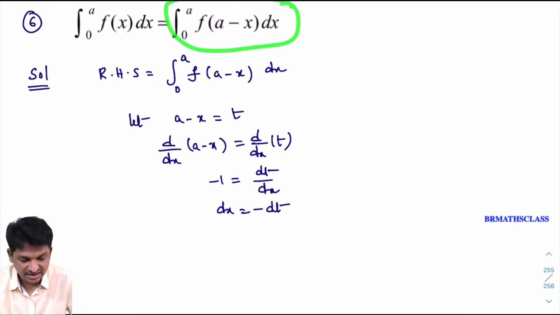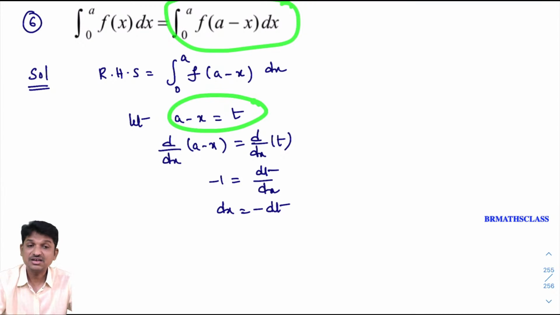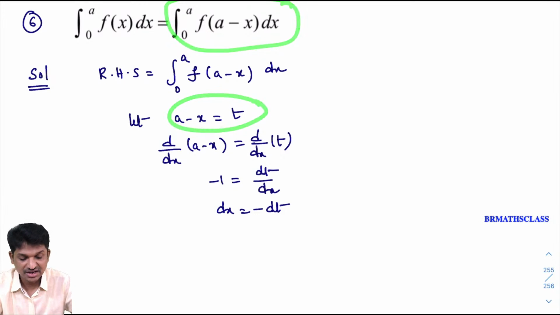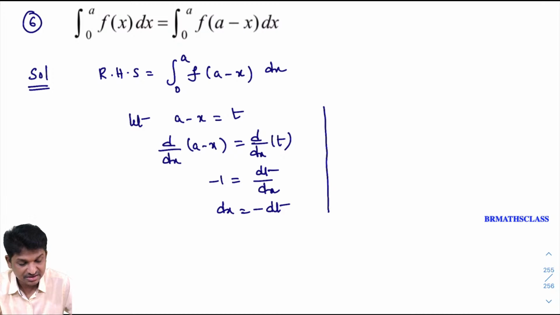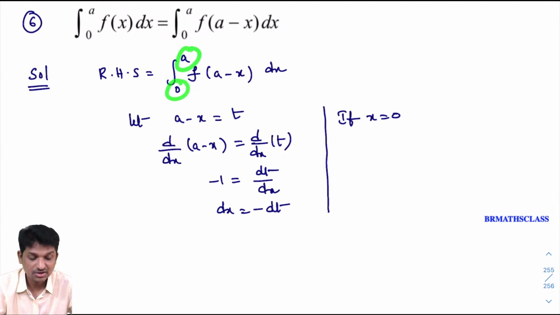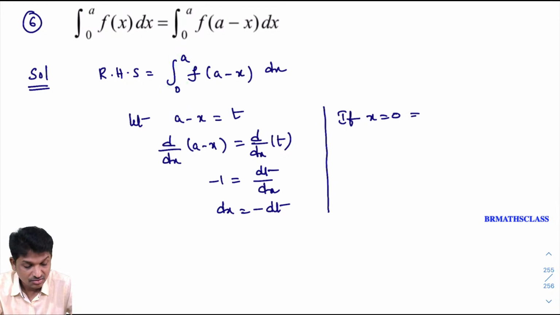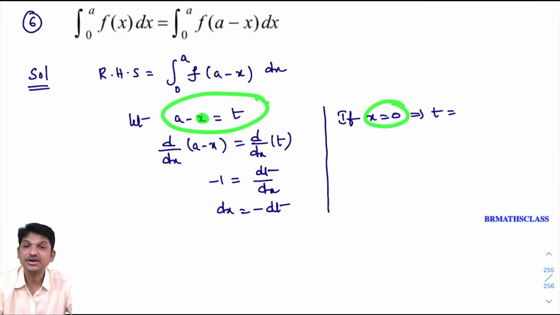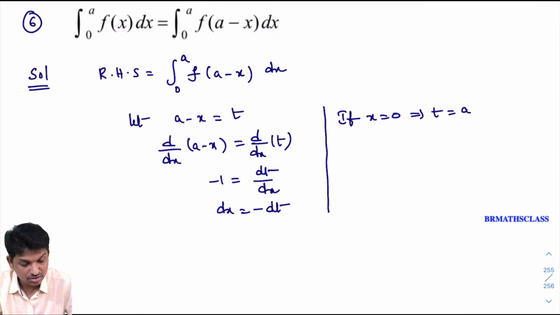Now this is definite integration by substitution. In the last class we learned that whenever we use the substitution method in definite integration, the limits change. Don't forget that, right? Change the limits. If x equal to 0, these are the x values. If x equal to 0, what is t? You substitute in this: in place of x, if I write 0, a minus 0 is a only. So t is a. t equal to a.